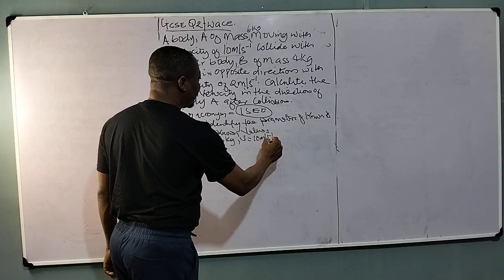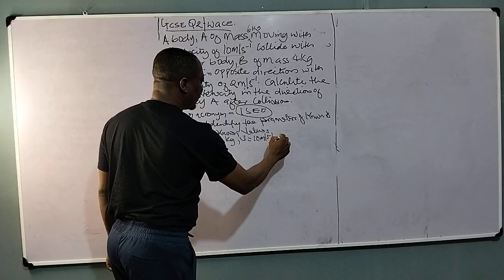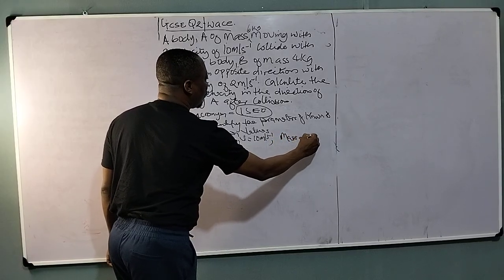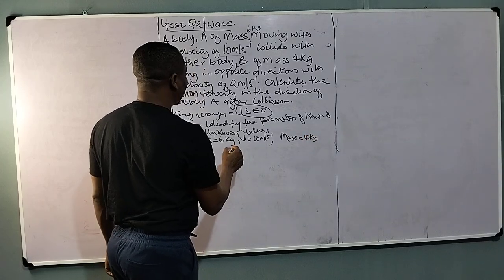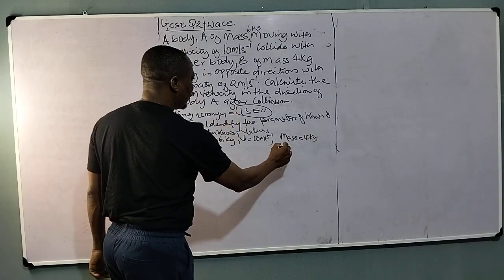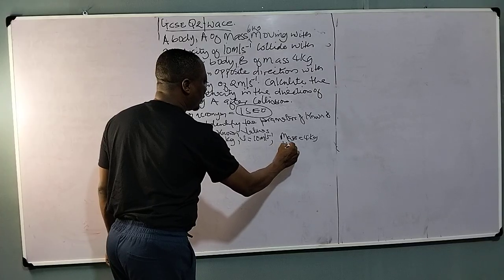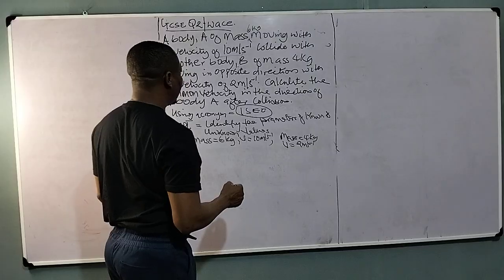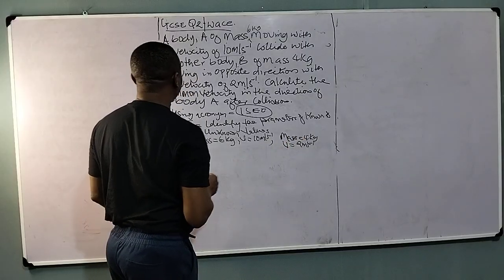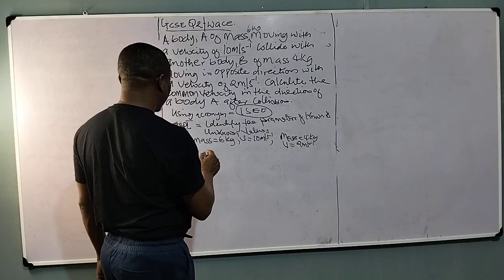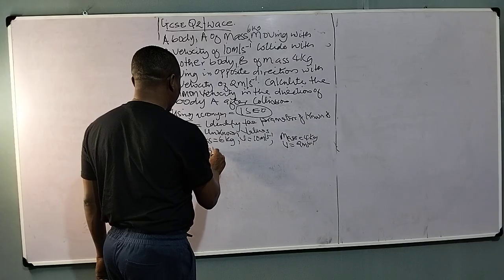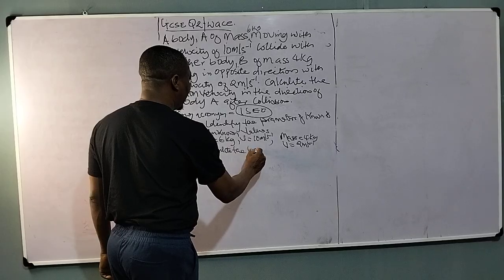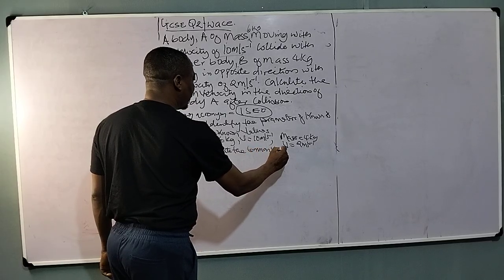Collide with another body, very good, of mass. Another body of mass is what? 4 kg. What is the velocity of that mass in the opposite direction? It is V equals 2 meters per second. 2 meters per second. Then what do I ask to calculate? Calculate the common velocity.